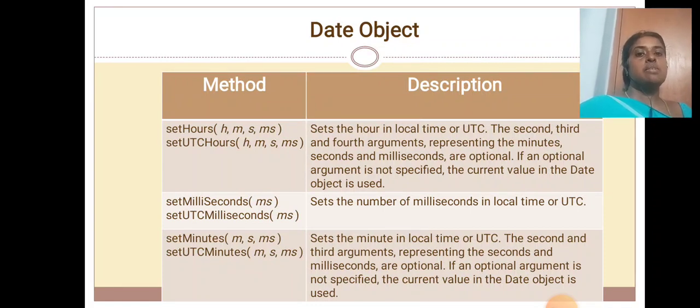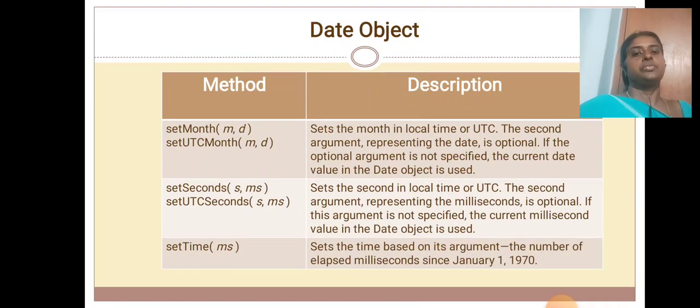Next one is set minutes or set UTC minutes. This method also has 3 arguments: minutes, second and millisecond. These methods are used to initialize the minutes of your system, otherwise the worldwide timing system. Here minutes is a must, you should pass this argument compulsorily. The second and third arguments are optional. We can either use it or we can leave it. So this is about set minutes.